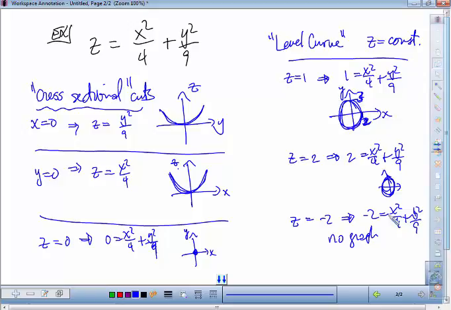Because when x is equal to 0, the only way this will work is if y is positive and negative 3, right? And when y is equal to 0 on the x-axis, the only way this would equal 1 is if x is positive and negative 2. I don't know, I think it's right. Should we graph it?